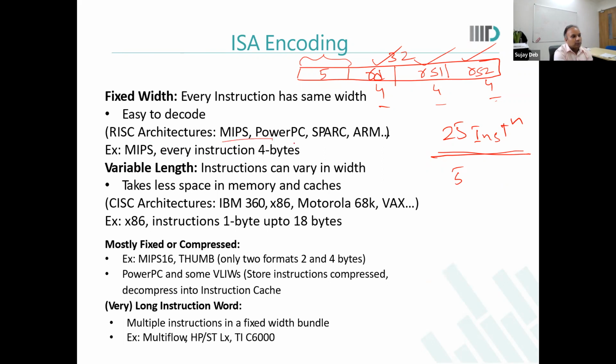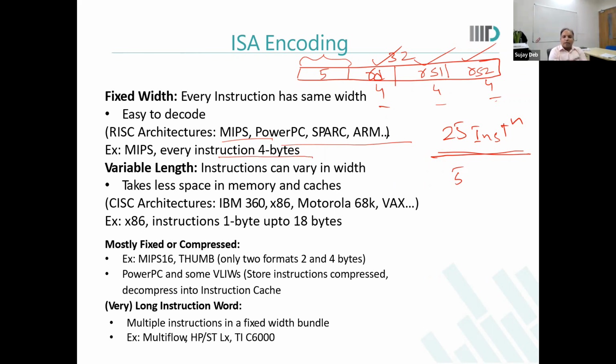This is what most of the RISC ISAs follow. Whether it's MIPS, PowerPC, SPARC, ARM, RISC-V, all of them use fixed length, or fixed width, instructions. This is the way they encode their ISA. Now 32 bits means 4 bytes. So MIPS uses instructions of length, or width, 4 bytes.